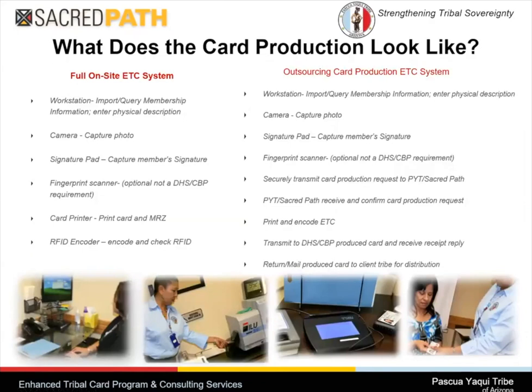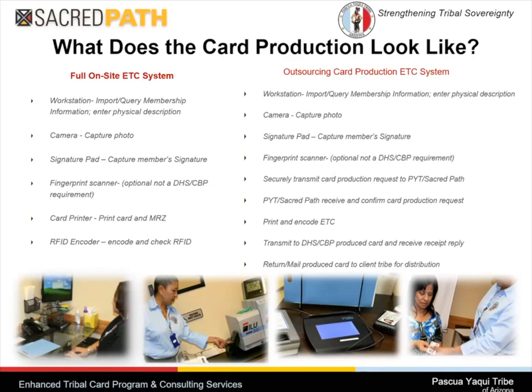This slide here talks about the actual production of the card. So the previous slide was the intake process, but this is the production. Sacred Path offers 2 different types of systems. A tribe can operate one of 2 systems. On the left, you have a full on-site ETC system, and on the right, you have what's described as an outsourcing production system. The photos in this slide illustrate the production equipment required for a full system, and that's where your members can walk out the same day with the printed and encoded ETC card.